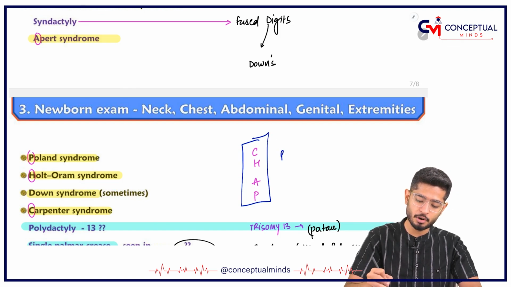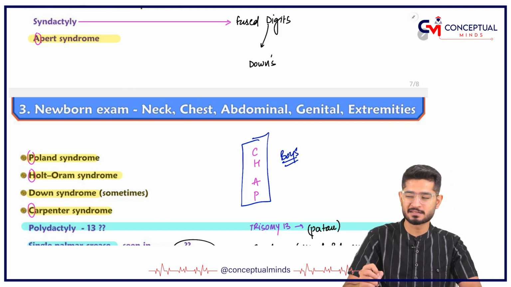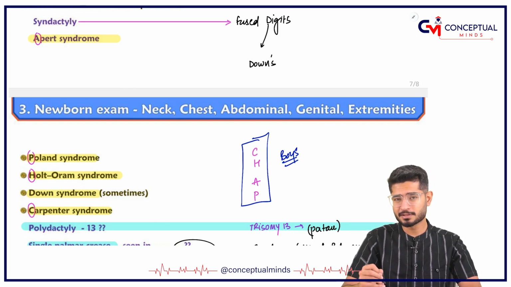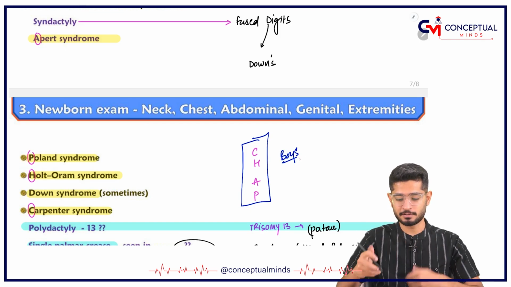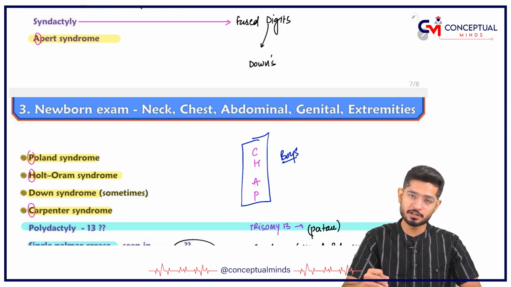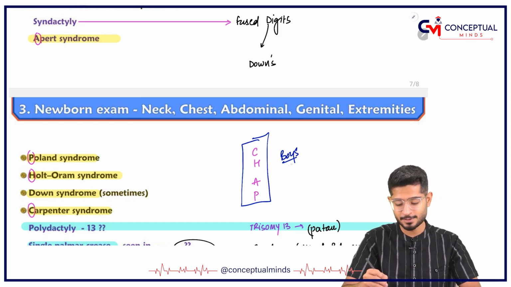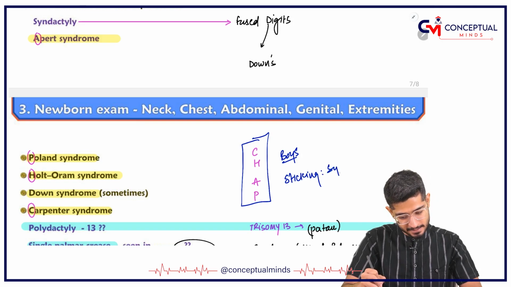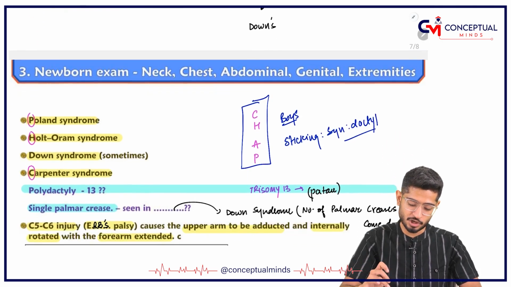Boys means, as the girl says, boys just run behind the girls like anything, right? This is how the girl says. So running behind means trying to stick to the girls. Boys always try to stick to the girls, right? So sticking means syndactyly. So for syndactyly, the mnemonic is boys.